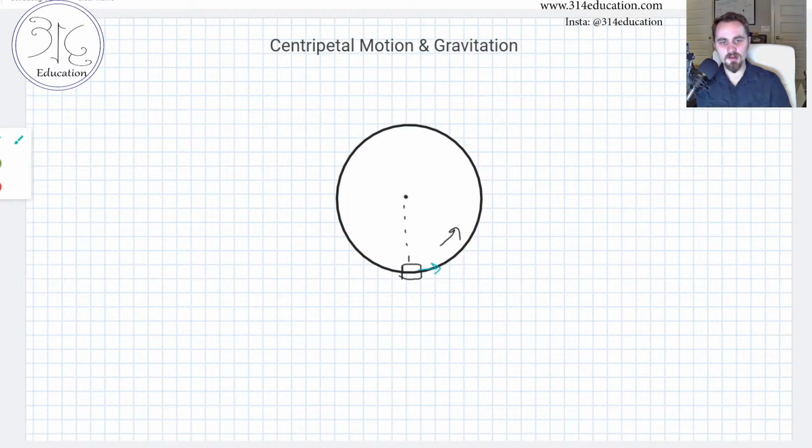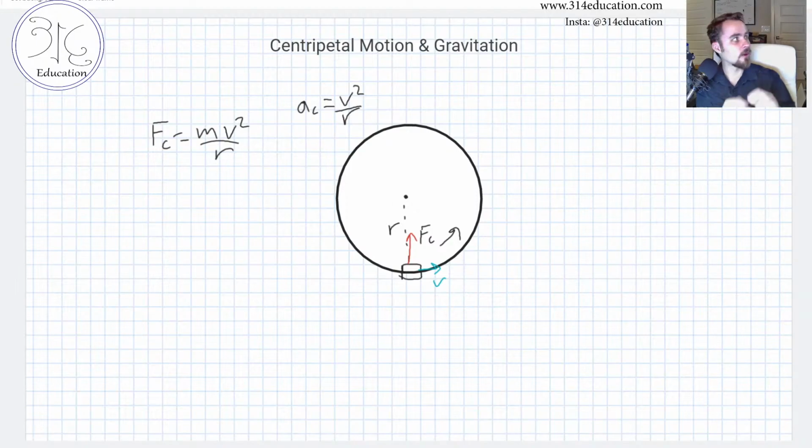And we can relate this tangential velocity to the net force pointing radially inwards. That's going to be our centripetal force. We define our centripetal force as mv squared over r. Another way we can look at this is we define our centripetal acceleration as v squared over r, where r is our radial distance from the axis of rotation.